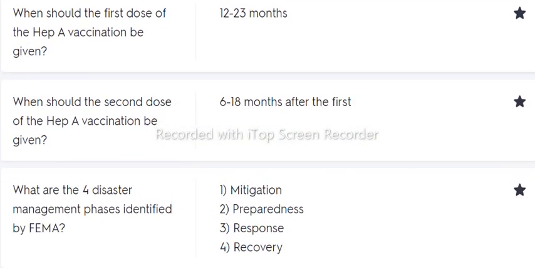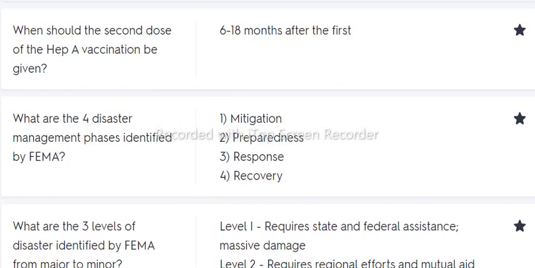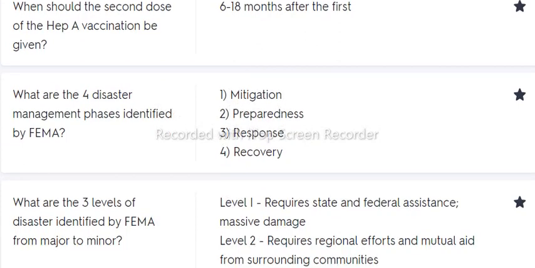When should the first dose of the Hep A vaccination be given? 12 to 23 months. When should the second dose of the Hep A vaccination be given? 6 to 18 months after the first.